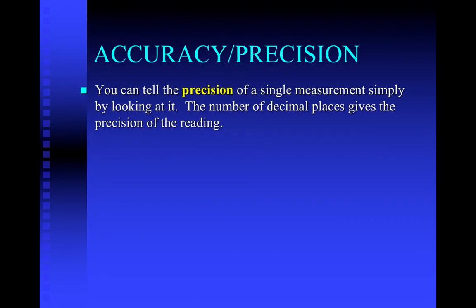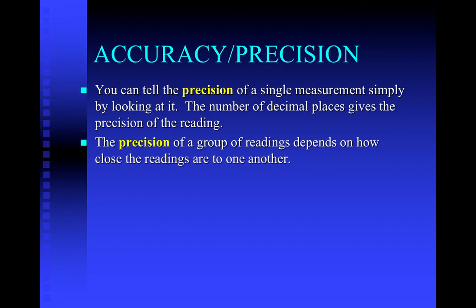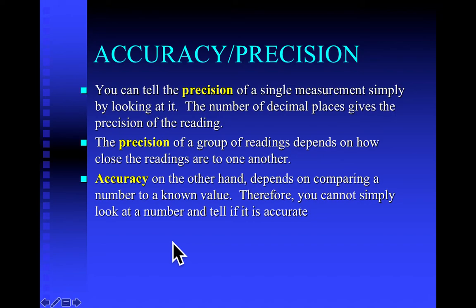So just to summarize some of this, you can tell the precision of a measurement just by looking at it. The number of decimal places gives you an idea of the precision of the reading, or the precision the person who made the reading felt they could reflect. And the precision of a group of readings depends on how close they are to one another. So another way to evaluate precision is to compare multiple readings to one another. Accuracy, on the other hand, depends upon comparing a number to a known value. So you can't just look at a number and tell if it's accurate. You have to know more about that number.